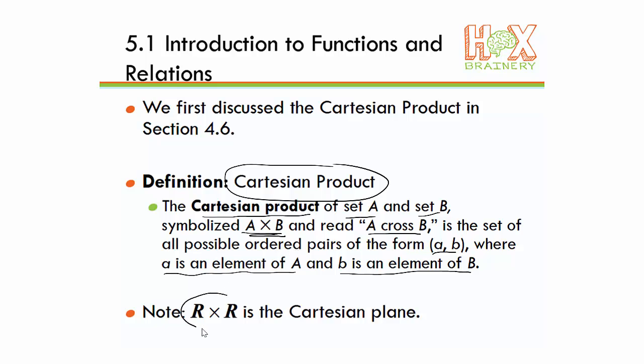So if we have R cross R, this is going to be your Cartesian plane. You're just going to think of it as your XY coordinate plane, because you're taking the set of real numbers, crossing it with the set of real numbers.